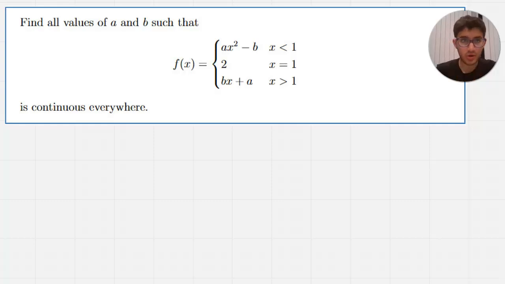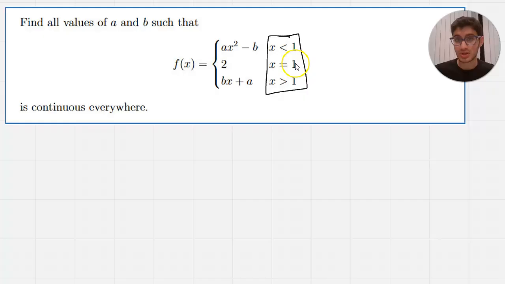Hey guys, in this video we're going to be taking a look at this question over here. We're asked to find all values of a and b such that this piecewise function f of x is continuous everywhere. Now to have it continuous everywhere, we want it to be continuous at every point, of course. And let's just look at those points as they're defined over here.